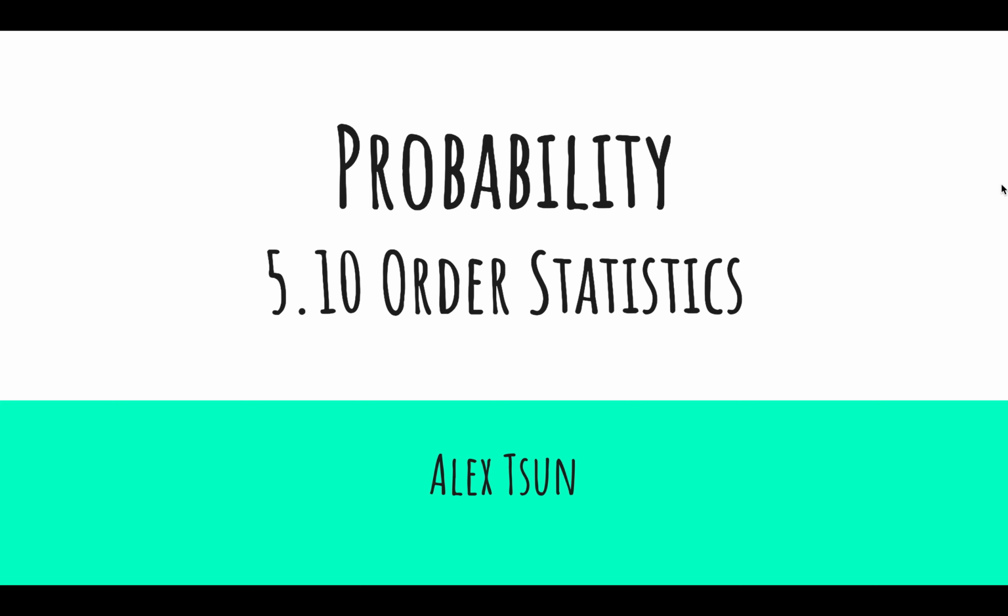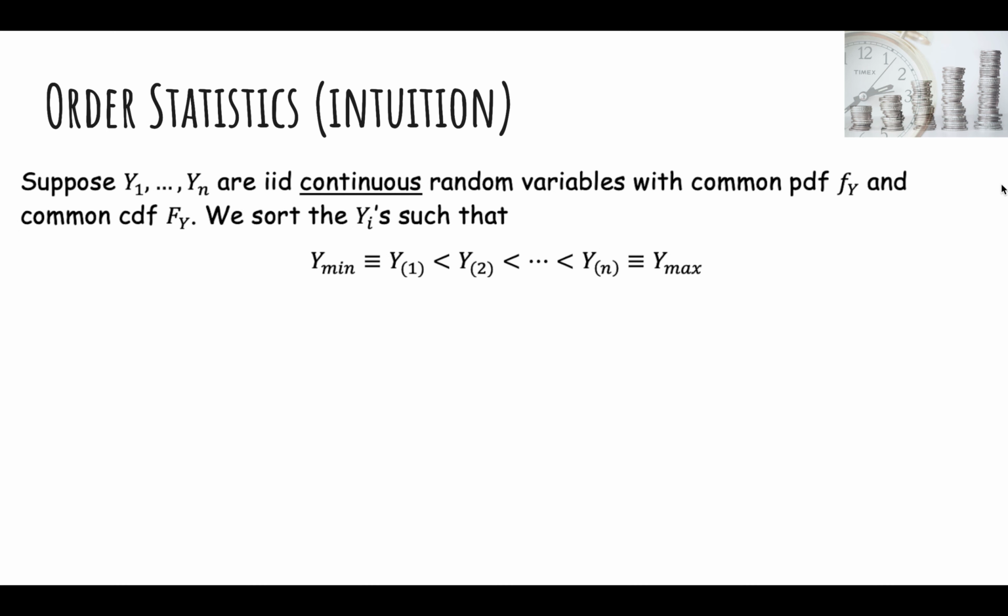In this video, we'll learn about order statistics. So suppose y1 through yn are IID continuous random variables with the same PDF and CDF. And let's say we sort the yi's such that the min is on the left, the max is on the right. The min is also known as y parentheses 1, the max is y parentheses n, and then everything else is in between.